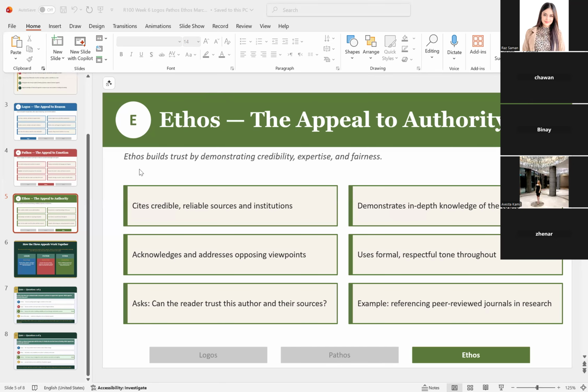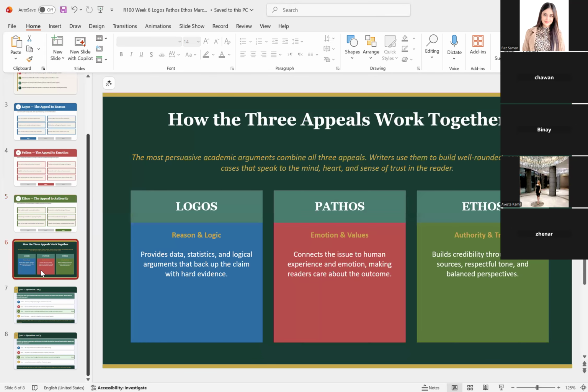So when you build an essay or when you build an argument, you always need these three things. You need to have logos, which is to provide data, statistics, and logical arguments. And then you need pathos, which is emotion and values. And then you have to look at ethos, which is authority and trust. Okay? Are you guys okay with that? Does that make sense? Just raise your hand if that makes sense.